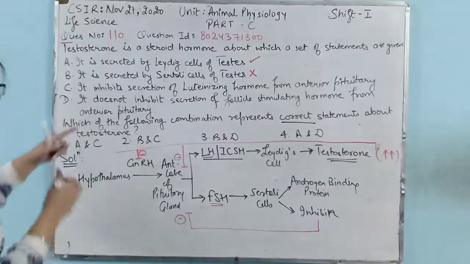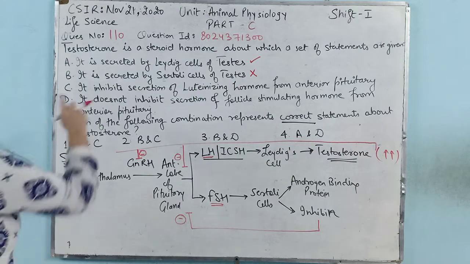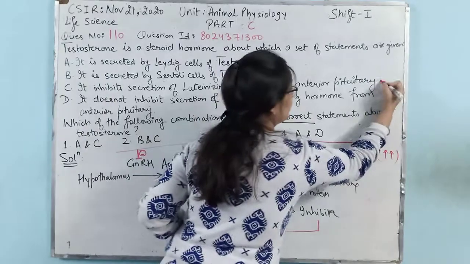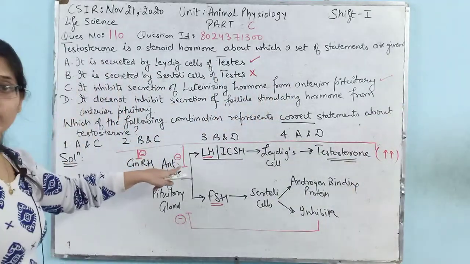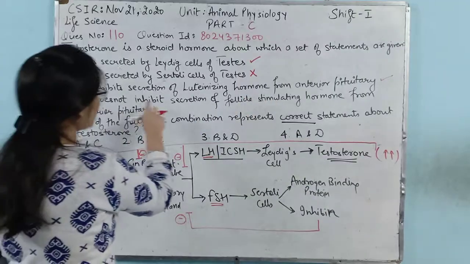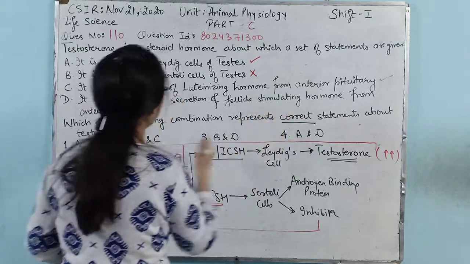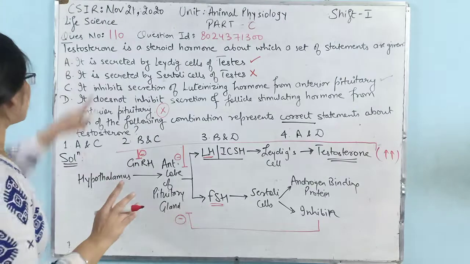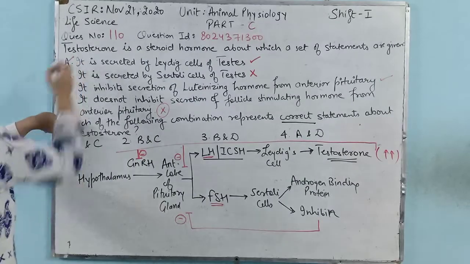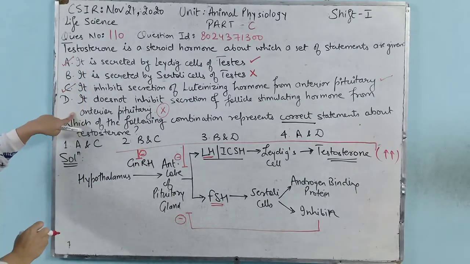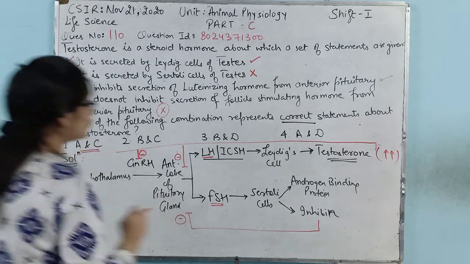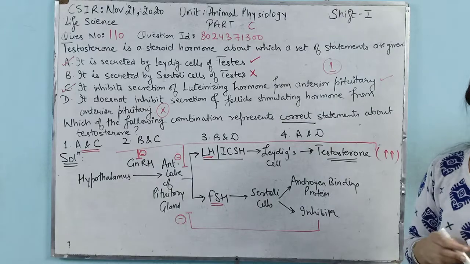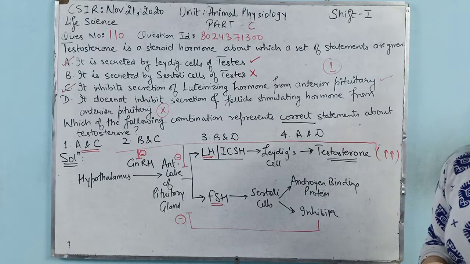So coming on to the statement C and D, it inhibits secretion of luteinizing hormone from anterior pituitary. This statement is absolutely correct as discussed over here. And it does not inhibit secretion of follicle stimulating hormone. This statement is not correct. So hence, amongst the given statements, A statement and C statement are right. Therefore, option 1, which is A and C, is the correct answer for this question.